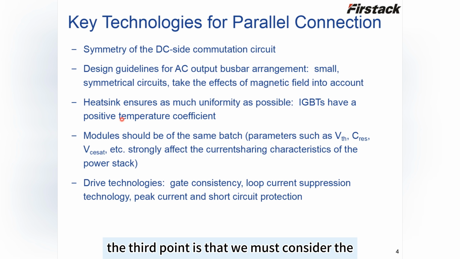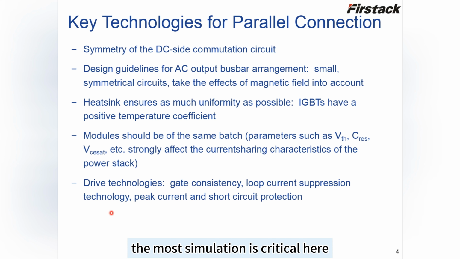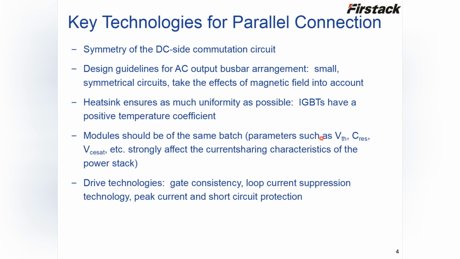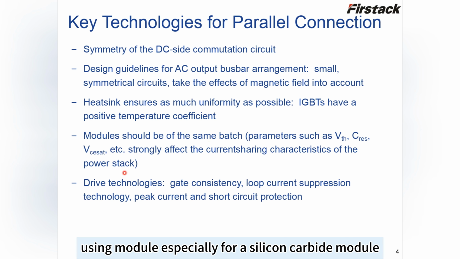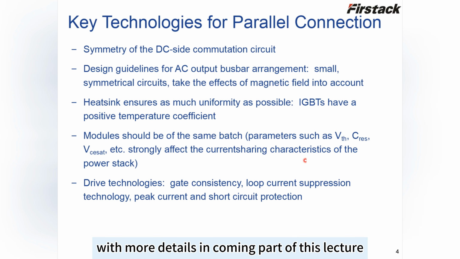The third point is that we must consider the heat sink design to keep that all modules are in the same heat dissipation conditions. Thermal simulation is critical here. The next point is the characteristics of the using module, especially for a silicon carbide module, because same part number module but from different batch can have different electrical characteristics. I will explain this with more details in coming part of this lecture.